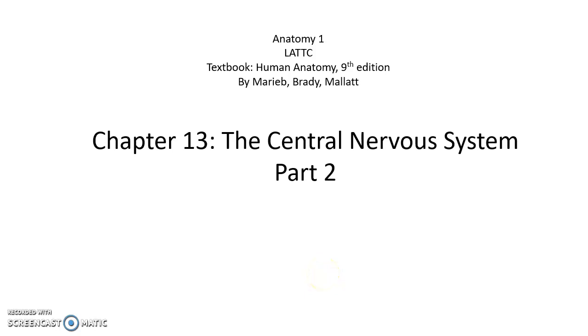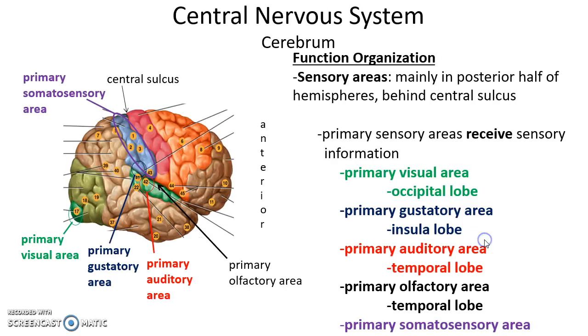All right, chapter 13, the central nervous system, part 2. So continuing with the cerebrum. We talked about its structural arrangement. Now we'll talk more about its functional organization.